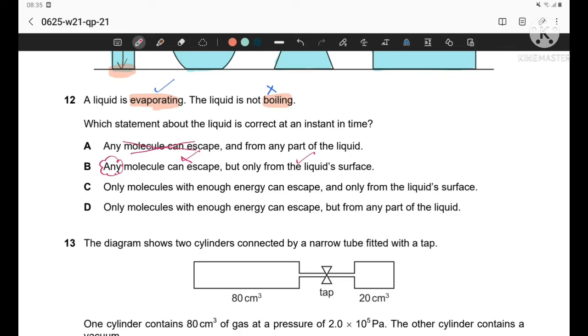Let's look at option C. Only molecule with enough energy can escape, only from the liquid surface, yes, that is correct. Option D says only molecule with enough energy can escape, that one is correct. But from any part of the liquid, no, evaporation will happen only at the surface. Therefore, the correct answer is option C.